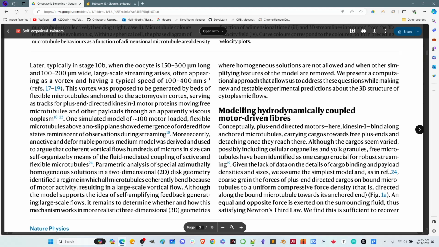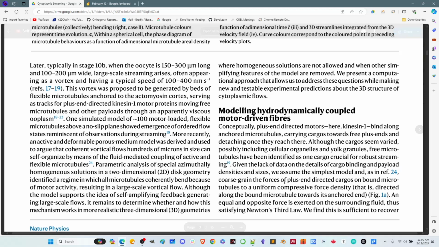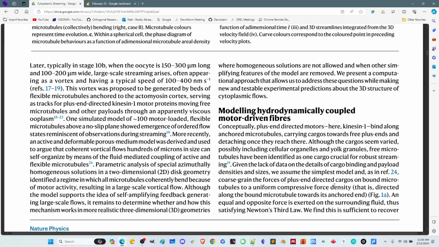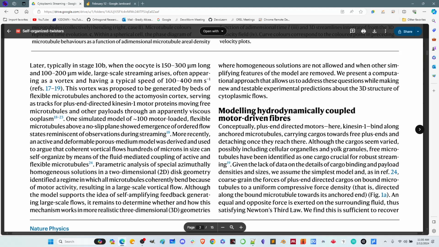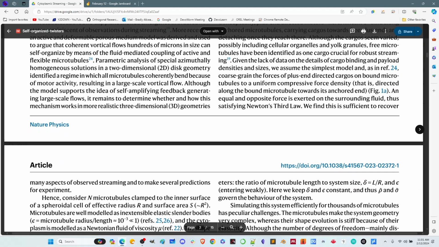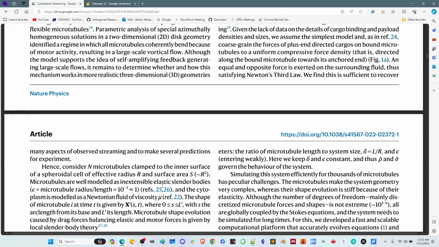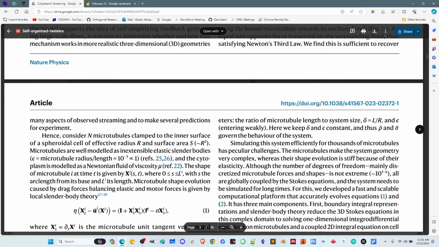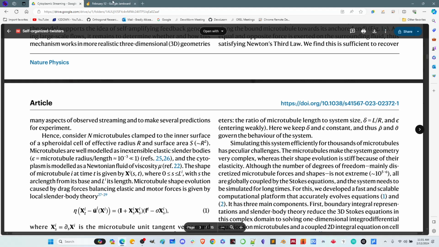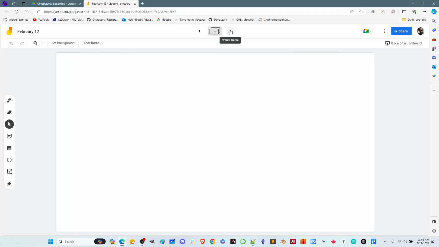And they cite reference 24 here, where they coarse-grain the forces of plus-end directed cargoes on bound microtubules to a uniform compressive force density. That is directed along the bound microtubule towards its anchored end. An equal and opposite force is exerted on the surrounding fluid, thus satisfying Newton's third law. We find this is sufficient to recover many aspects of observed streaming and to make several predictions. So consider N microtubules clamped to the inner surface of a spheroidal cell of effective radius R and surface area S. And so this is where we have, again, the inside of our cell.